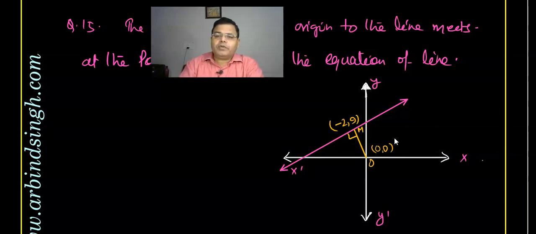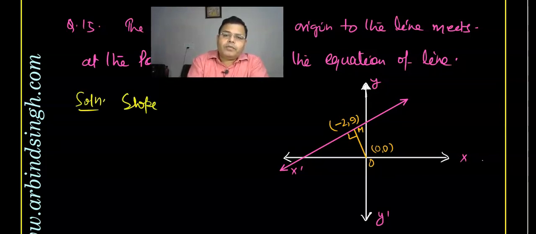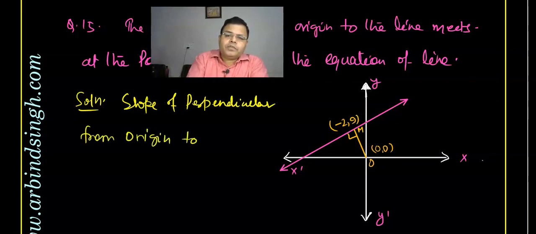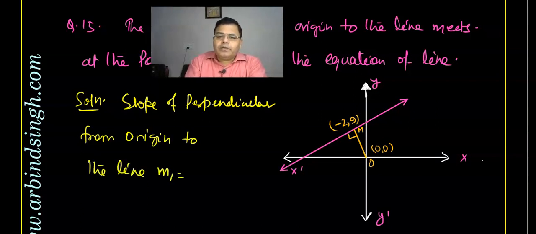So how to deal with it? The perpendicular line OM passes through 0, 0 and minus 2, 9. So we can calculate its slope. Solution: the slope of the perpendicular from the origin to the line is m1, that is y2 minus y1 upon x2 minus x1, that is minus 9 by 2.